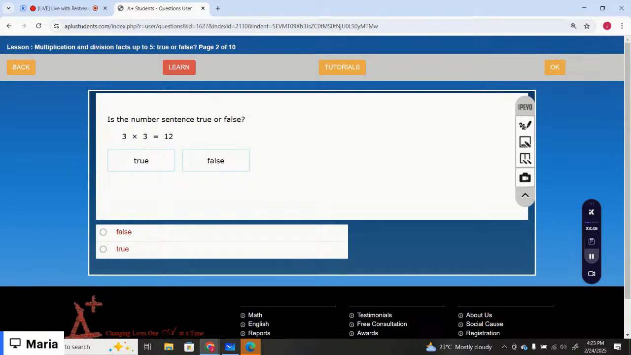Three times 3 is 12, true or false? False it is. Option number 1 is the correct option.